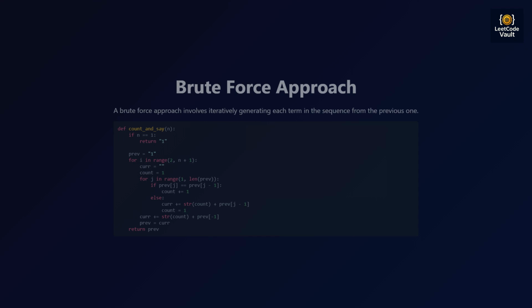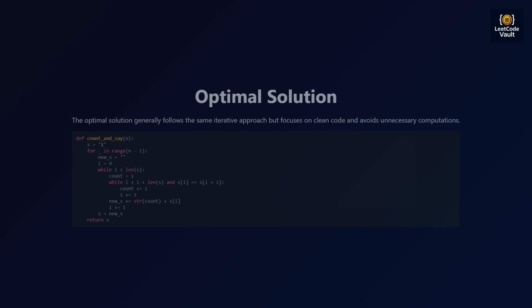Brute force approach. A brute force approach would involve iteratively generating each string in the sequence until we reach the nth string. We'd start with 1, then generate the next string based on its description, and repeat this process n times. However, this approach has a significant drawback: its time complexity. Because we're generating each string from scratch, it's not efficient at all, leading to exponential time complexity. This means the time taken grows rapidly as n increases, which isn't ideal for larger inputs. It's a simple approach, but definitely not efficient. Let's see how we can improve this with a better algorithm.